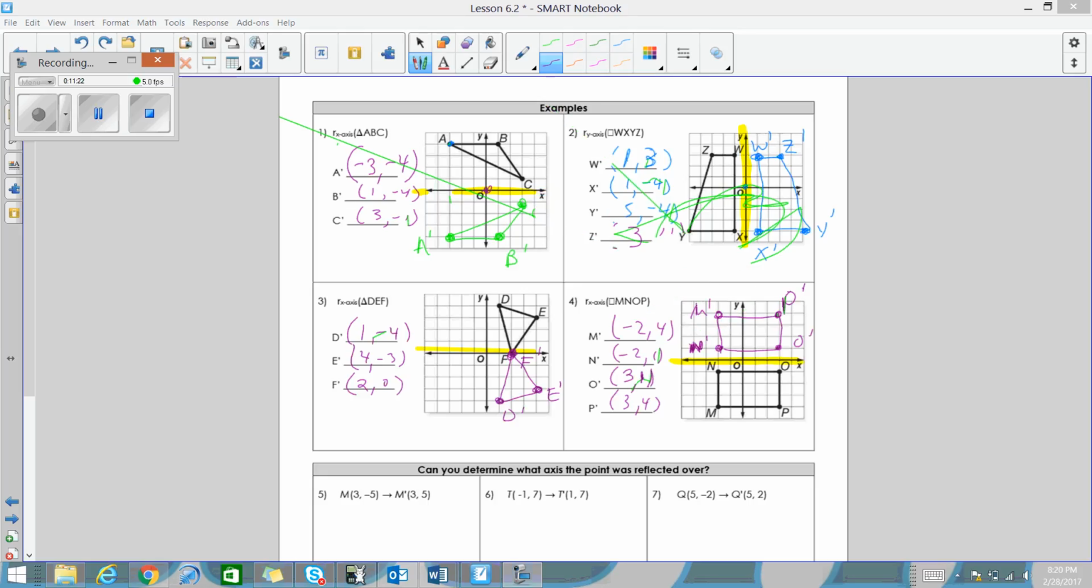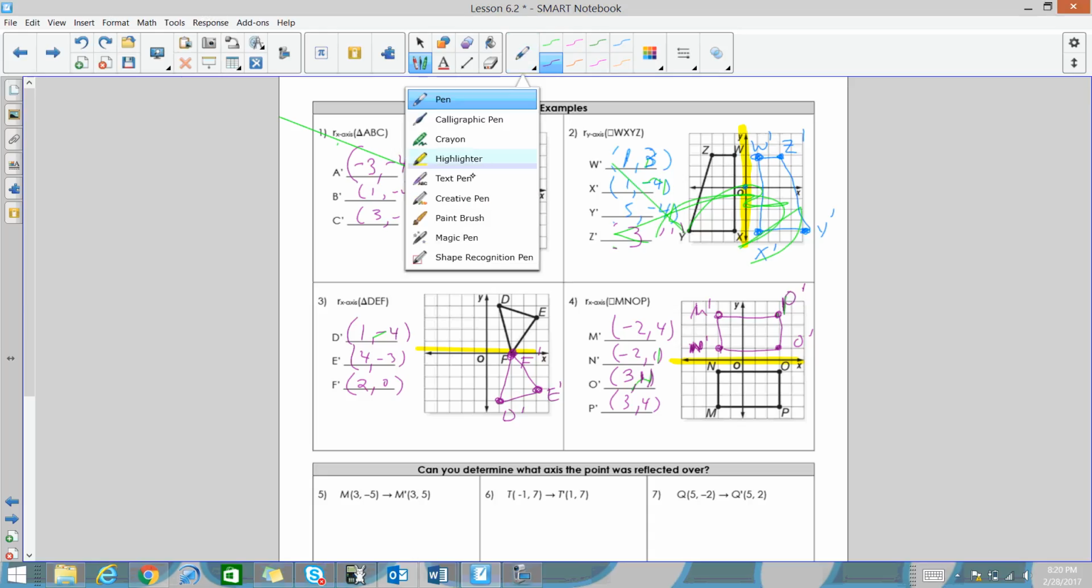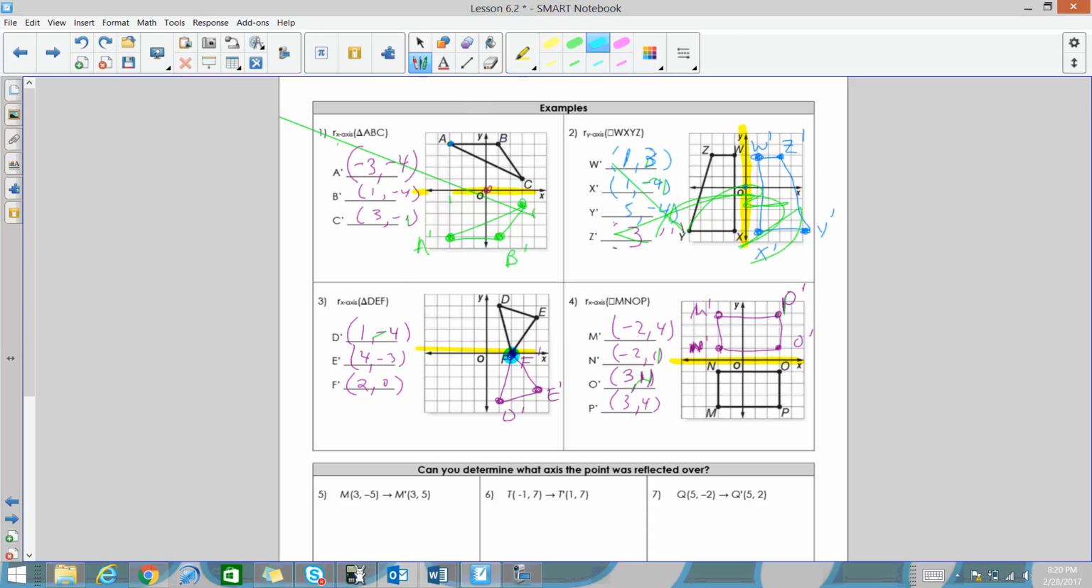All right, so here you go. Here are the answers to 3 and 4. The one that I'd actually like to take a look at, if you were struggling, is this. Look at F prime. F starts on the x-axis, and since we're reflecting over the x-axis, you're on the line that you're reflecting over, so your prime is on the exact same point. The prime is literally on the exact same point as where F was. So F prime and F are both the same coordinate.